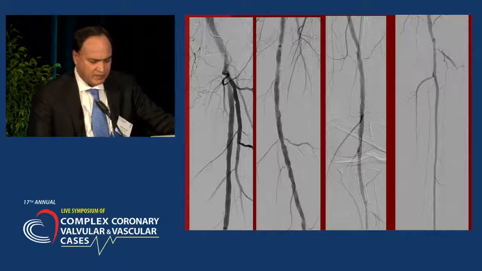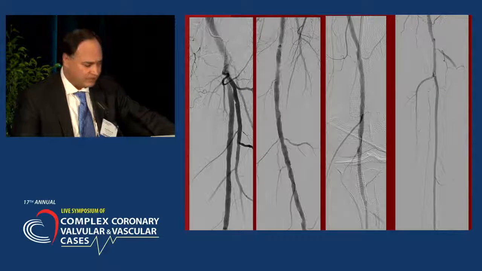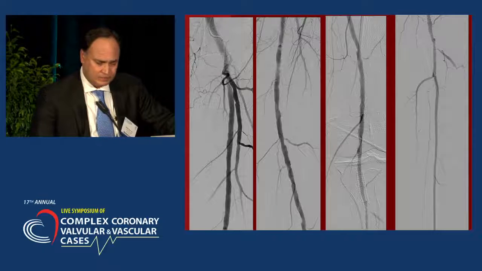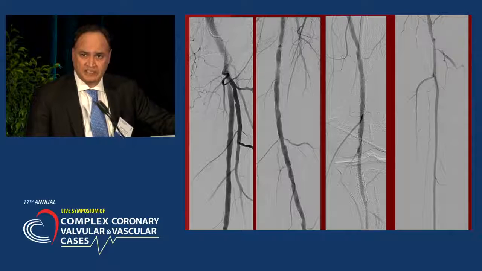So you can see that his femoropopliteal artery is not severely stenosed. It does have some diffuse disease. However, below the knee, his anterior tibial artery is proximally occluded, and the peroneal is the only patent vessel.